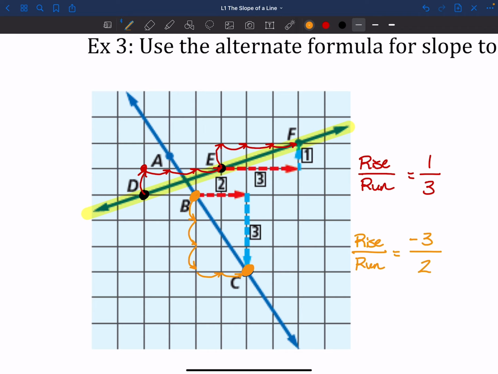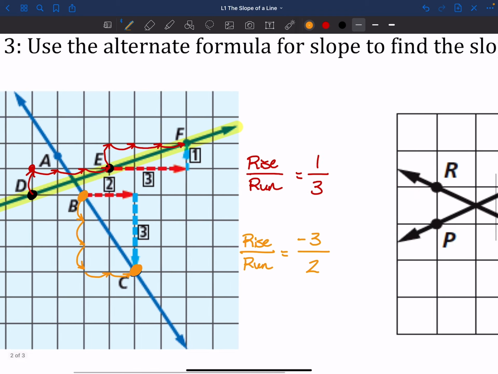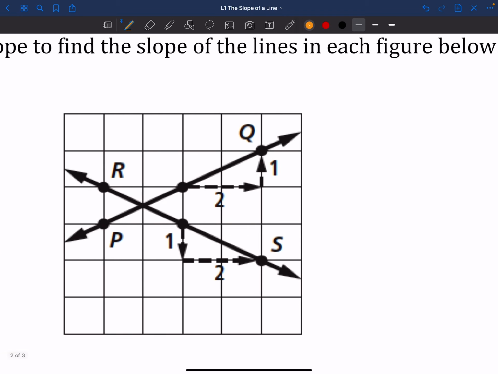So the slope of that first line we found was 1/3. The slope of this second line is -3/2. And that's it. That's all we've got to do for rise over run. So if you have a graph and you already have points on it, it's pretty easy to get the slope this way. Let's try it out with these ones.